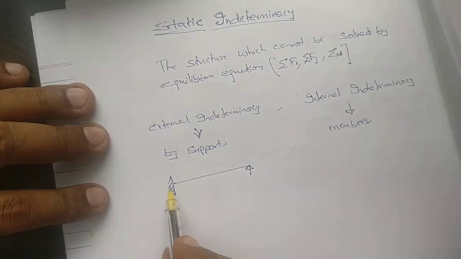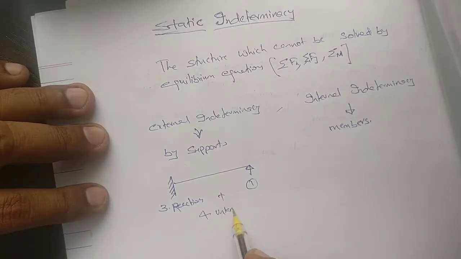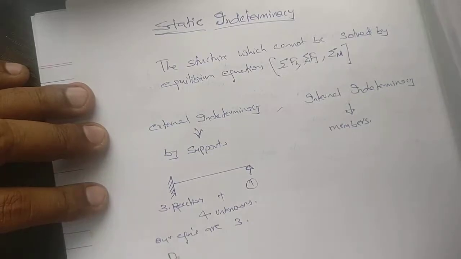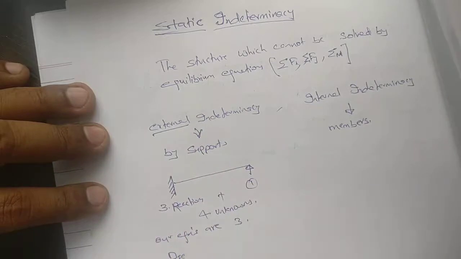Here we are having three reactions. Here one, total 4 unknowns. Our equations are 3. The degree of static indeterminacy external, DSE, will become 4 minus 3 is equal to 1. 1 is the degree of static indeterminacy.